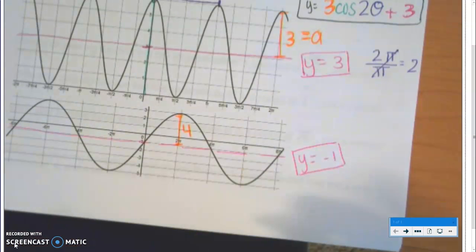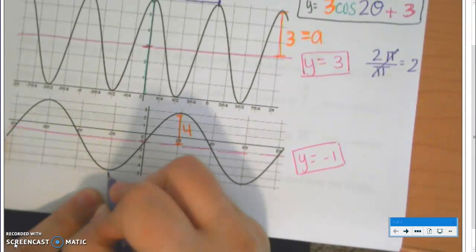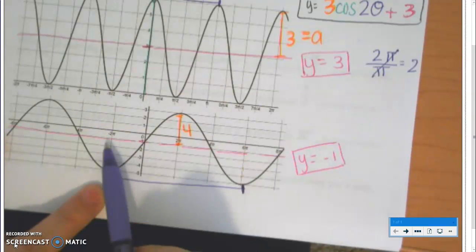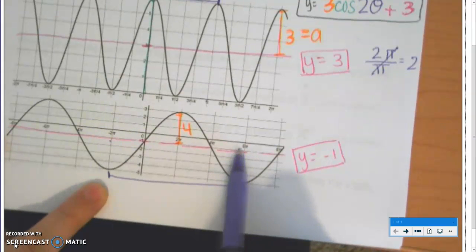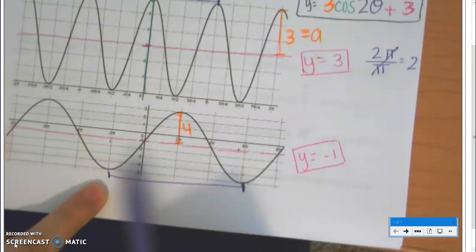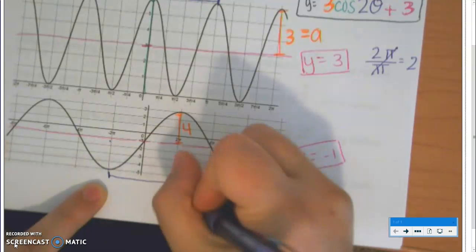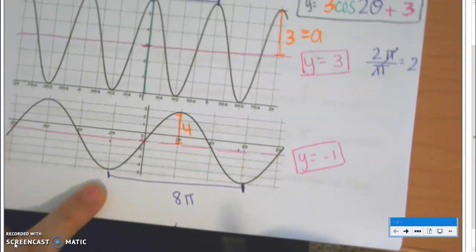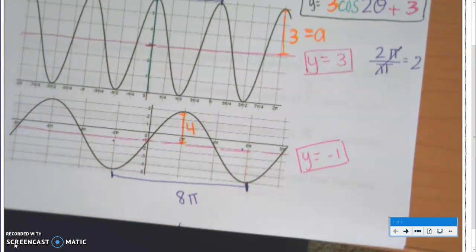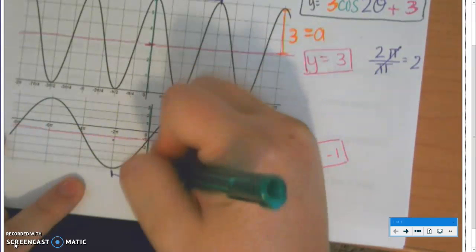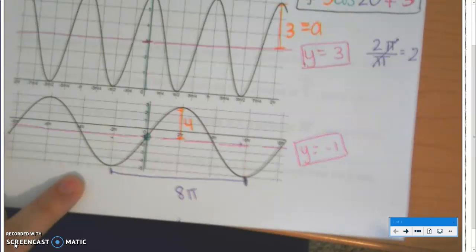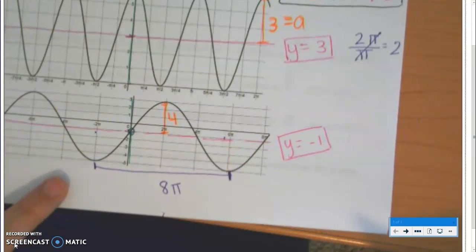And now I'm going to figure out my period. I'm going to go from minimum to minimum in this case just because I feel like it. So from -2 to +6, again, you can always subtract them in the calculator. -2 minus 6 is 8. Distance is always positive, so I'm going to just make it positive 8 pi. I can tell that this is sine because if I look at my y-axis, it's going through the middle. Cosine would be a maximum or a minimum on the y-axis. So I can tell that this is sine.